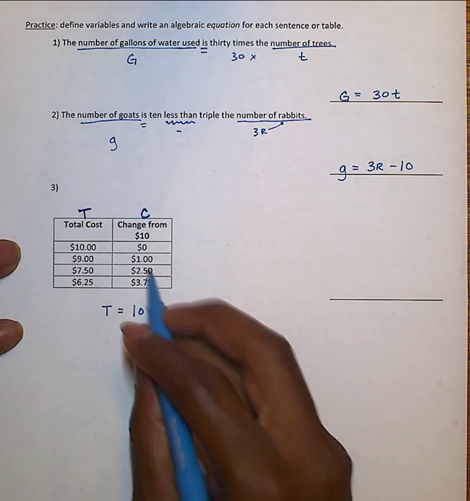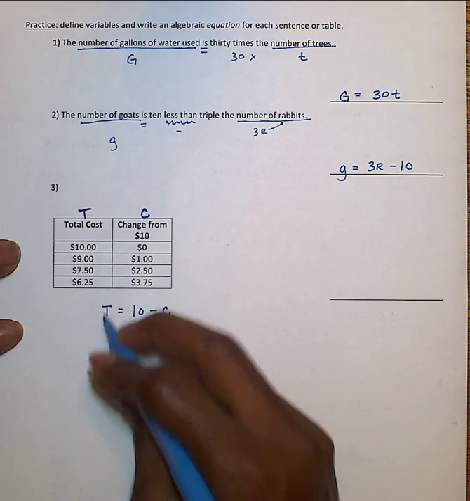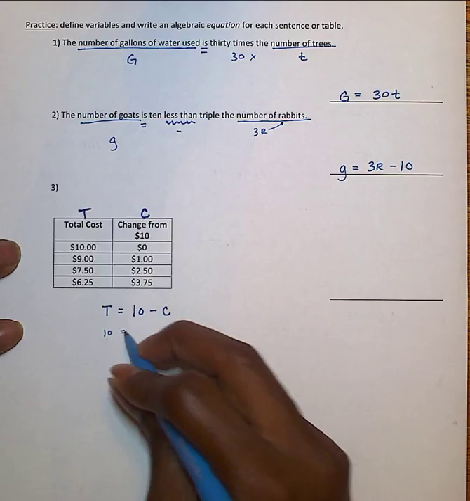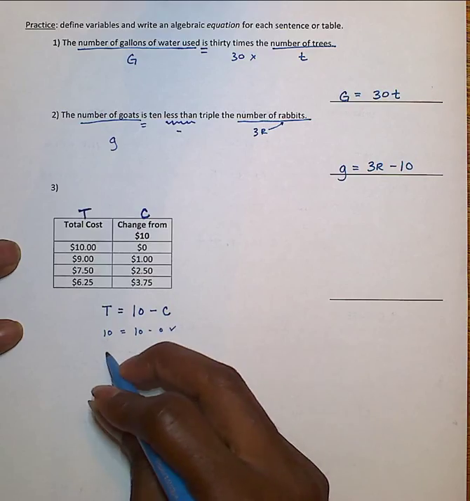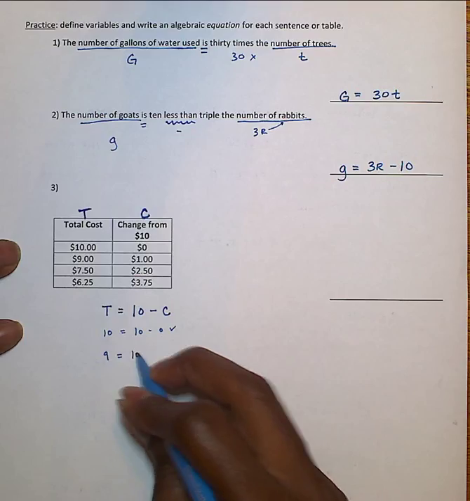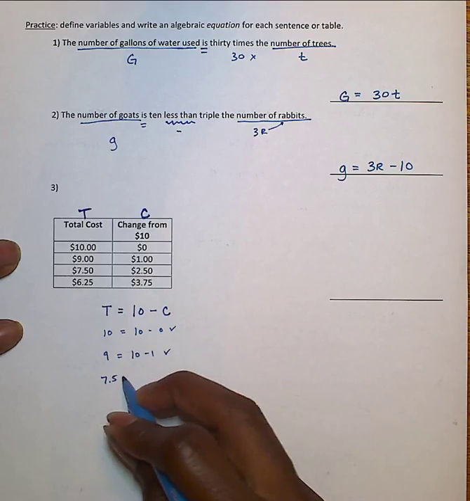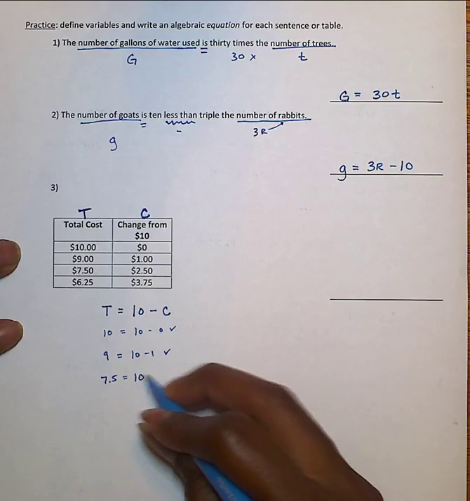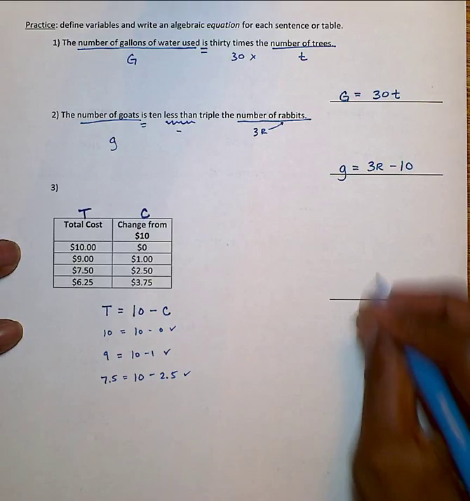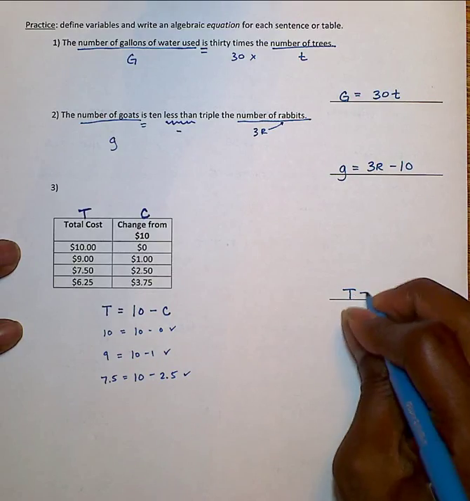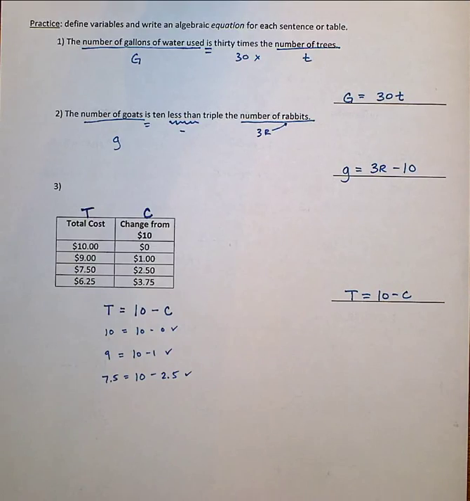Okay, and I can double check to see if that works. Total cost equals 10 minus 0. Yep, that works out. Total cost 9 equals 10 minus 1. Yep, that works. 7.50 equals 10 minus 2.50. Okay, so those work. So we're good with that. Alright, and so that's our equation from that table.